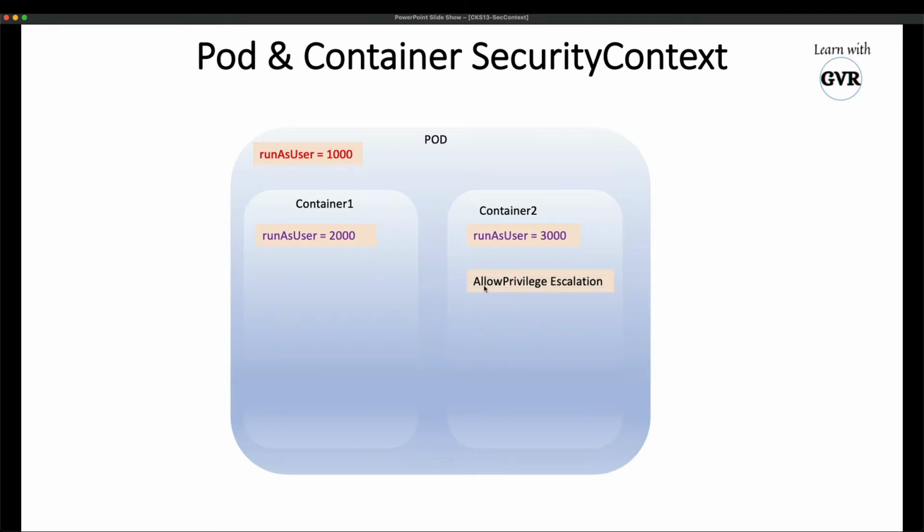And examples include allow privilege escalation, read only root file system, and run as group. So you can configure containers as you need. You can set all these things. Ultimately, here a pod is nothing but multiple containers. So whenever you do anything related to access and security, everything goes under the security context.